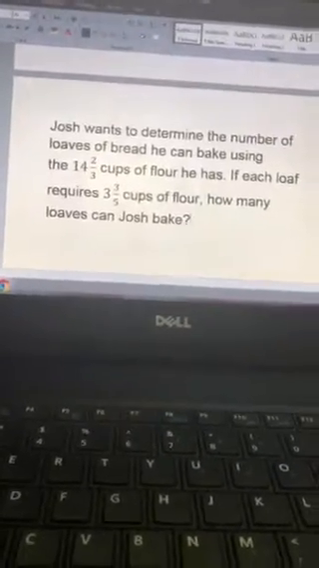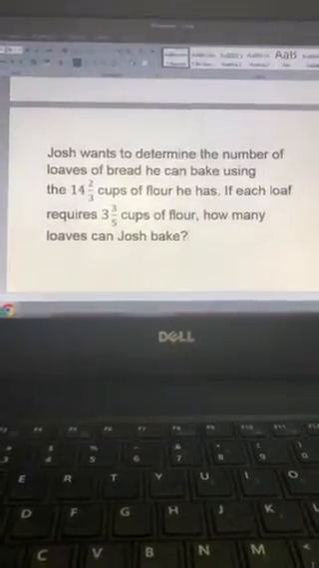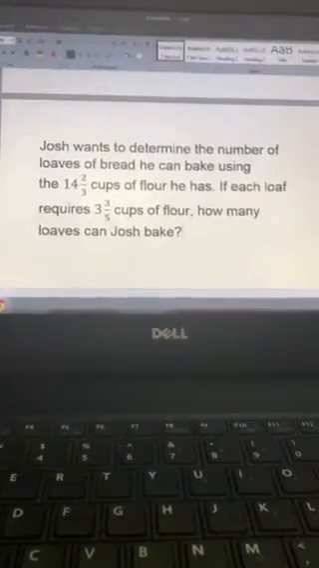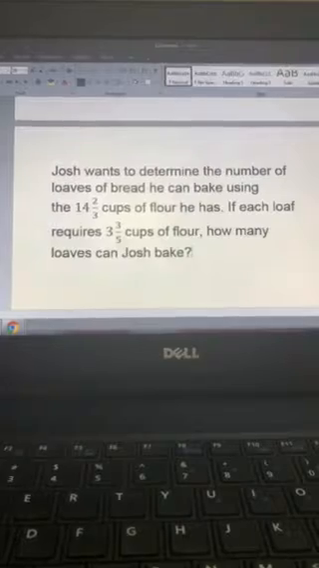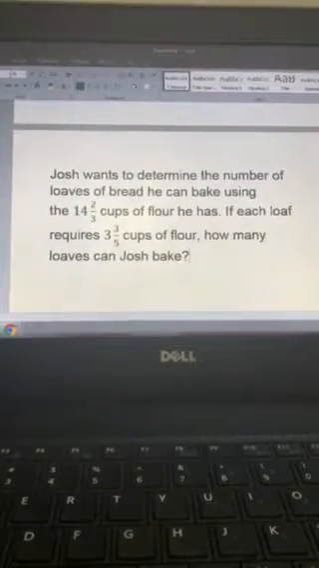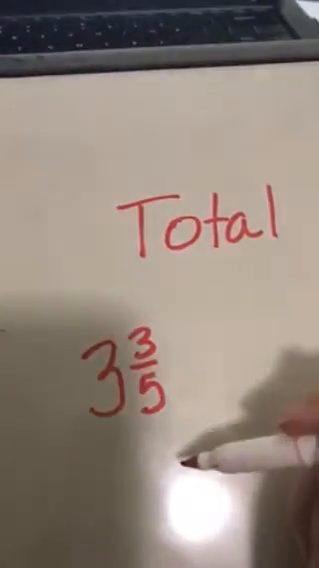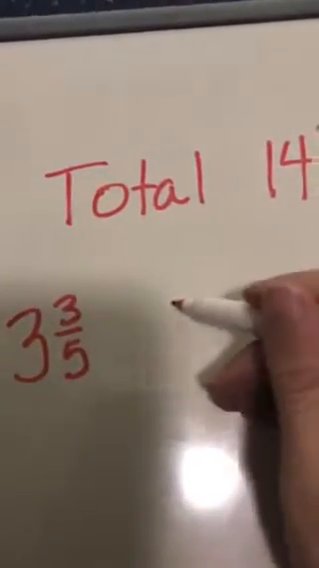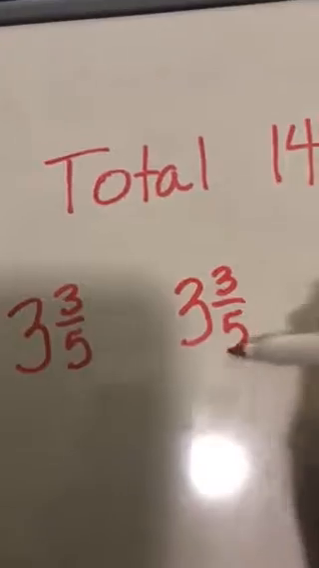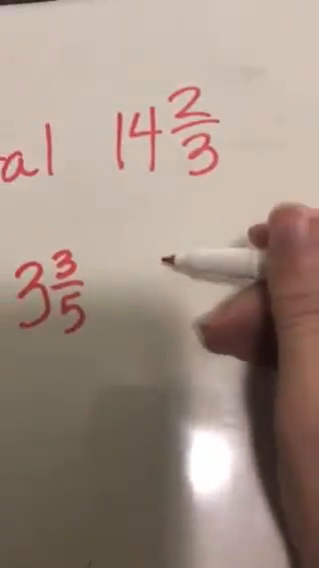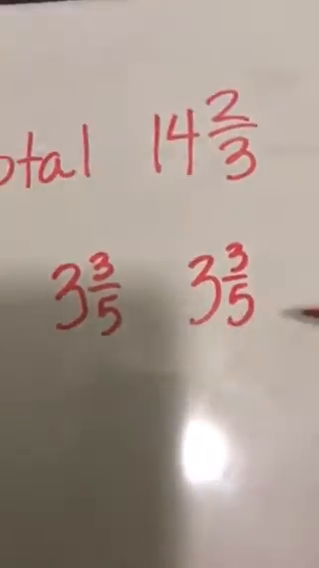So again, think about what we have here. We have a total amount of flour. We have a key word, each. So we know each loaf requires 3 3/5 cups. So if our total amount of flour, the total that we have, is 14 2/3 cups, as soon as we make one loaf of bread, we've used 3 3/5 cups. If we make another loaf of bread, we've used another 3 3/5 cups. If we make another loaf, we've used another 3 3/5 cups.